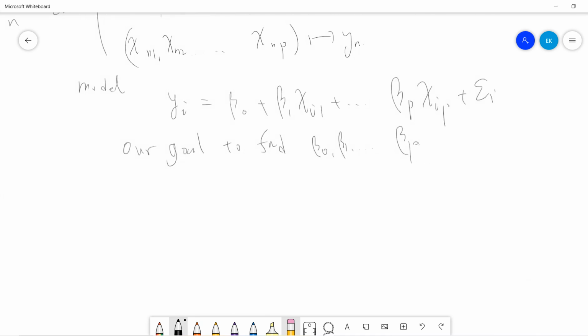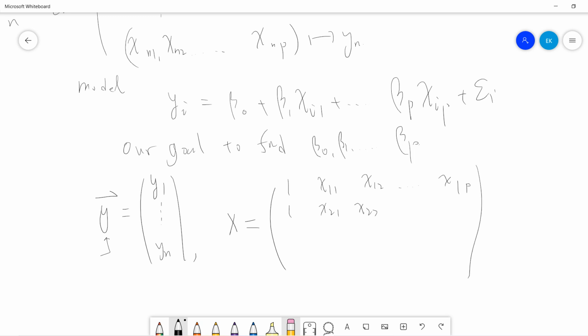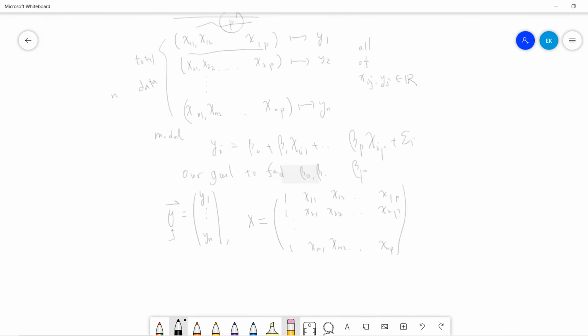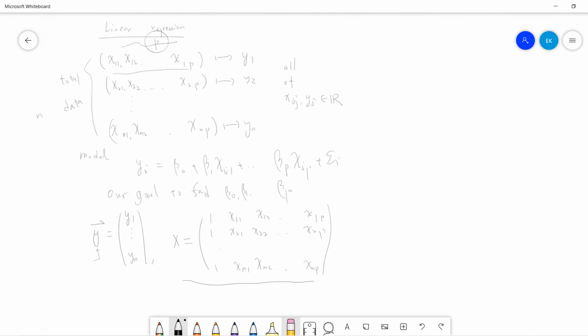Okay, so this is the standard linear regression, and the idea is to change it into matrix form. Let's define y to be y1 to yn, and x is a matrix. I just parameterize my data as a matrix: x11, x12, up to xn1, xn2, up to xnp. This is very easy. You just combine all the data you have and build it as a matrix.